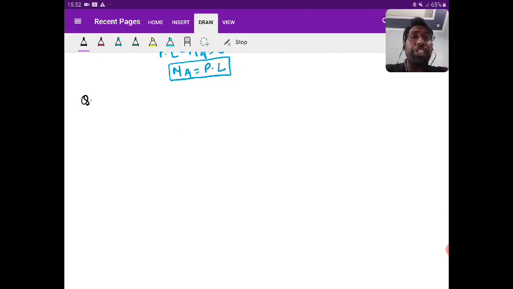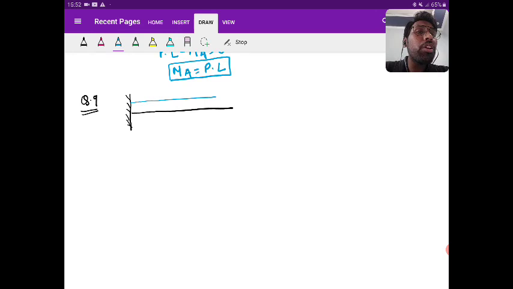We'll move to the next question, question number 9, that you are going to solve. There is a cantilever beam which is subjected to a UDL of W kilonewton per meter over the length L.